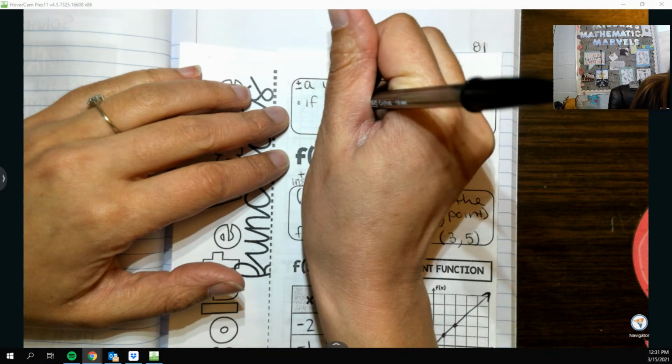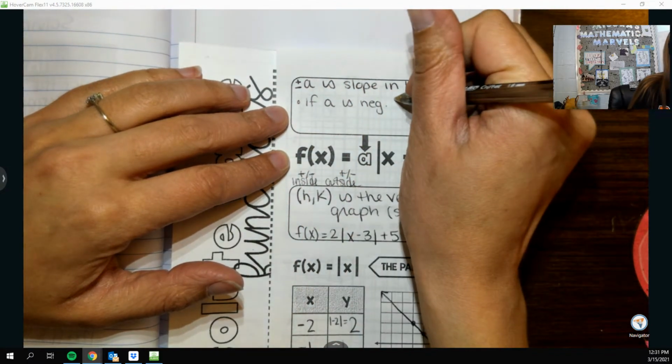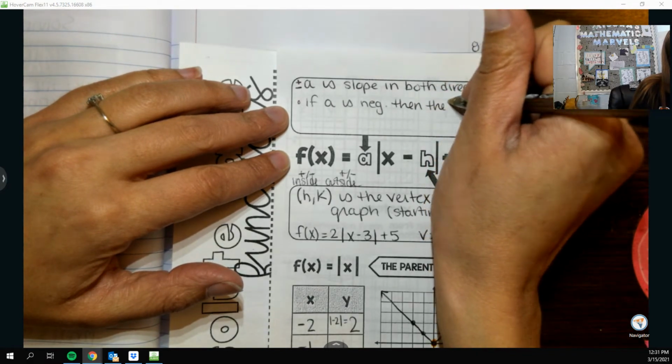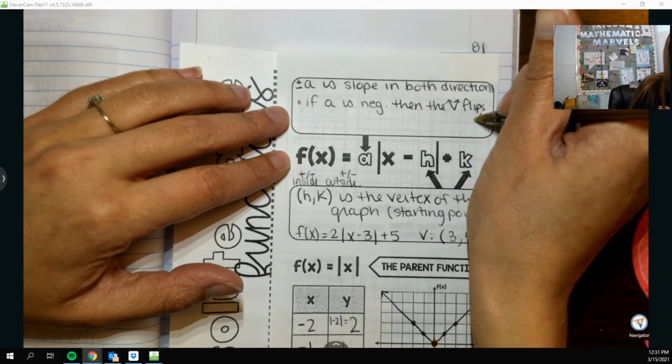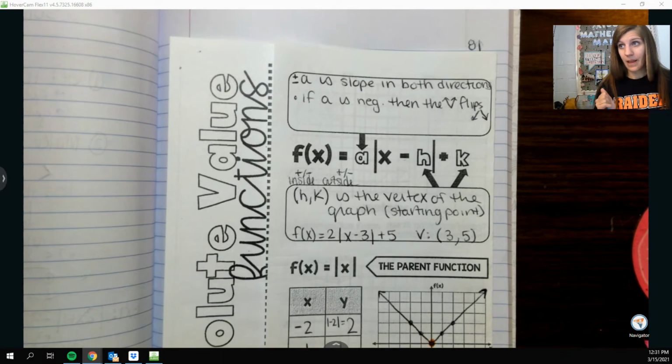Another thing to note, if A is negative to start, then the V flips. So it'll be a downward V, right? Negative means I flip over. Okay.